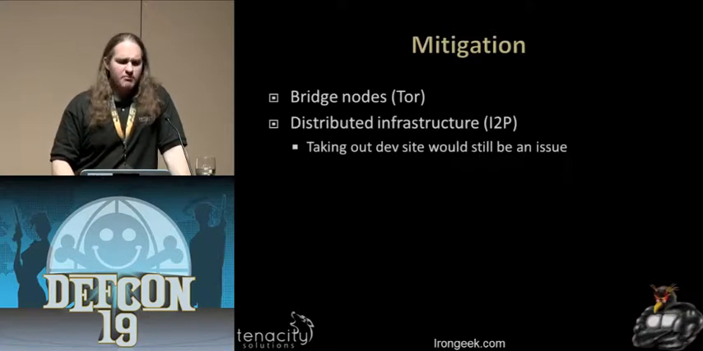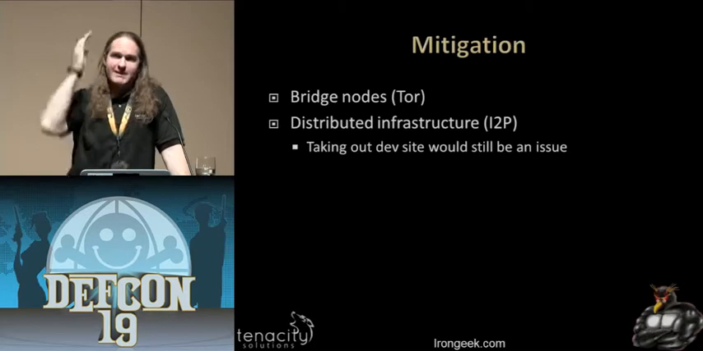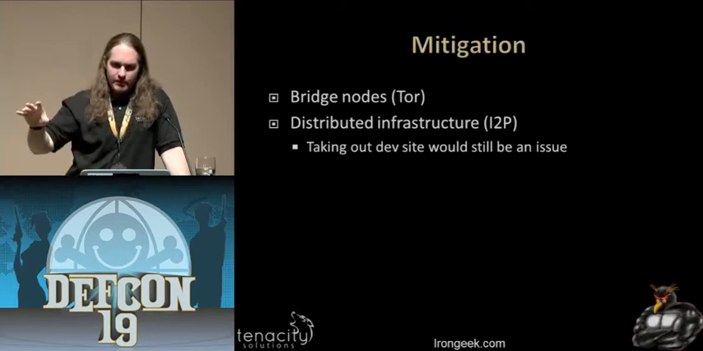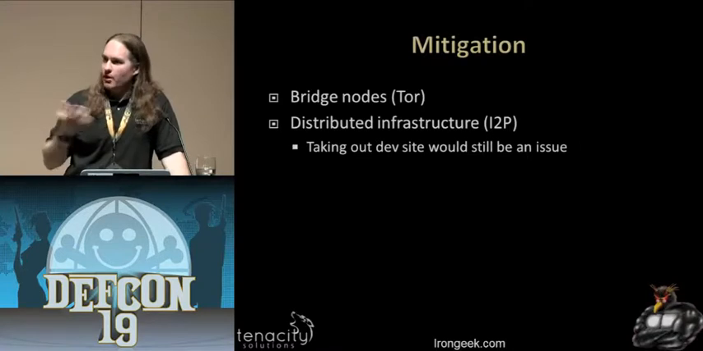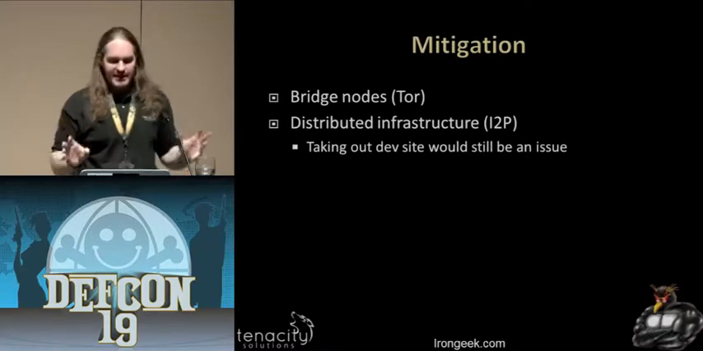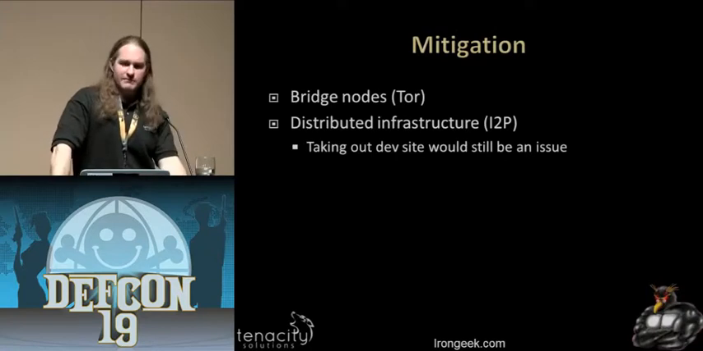Distributed infrastructure may help. For instance, I2P, instead of having core directory servers, tries to do everything in a distributed hash table where everybody's kind of responsible for sharing this information. And once you get in the network and you've had some time to get well integrated into it, this kind of information just comes to you, it's sort of like a distributed database. So that might help somewhat, but even I2P does have some central infrastructure.